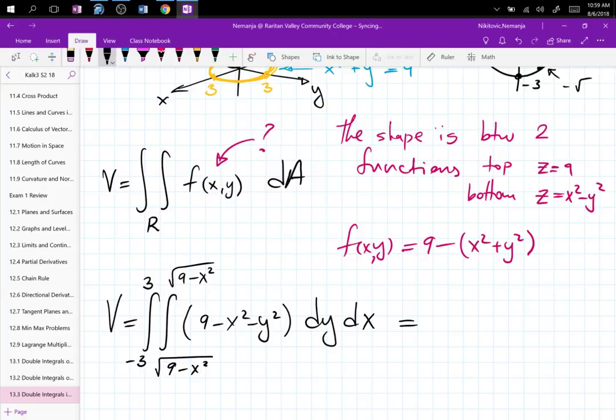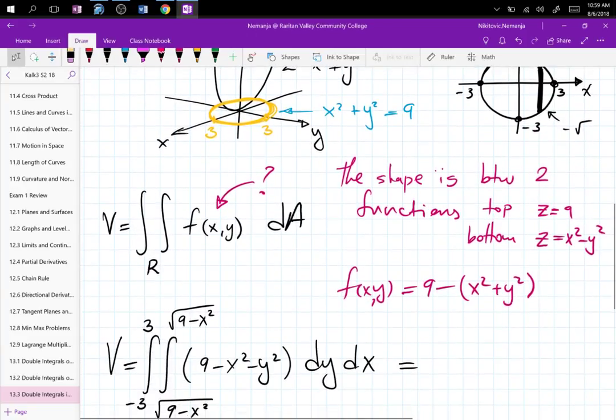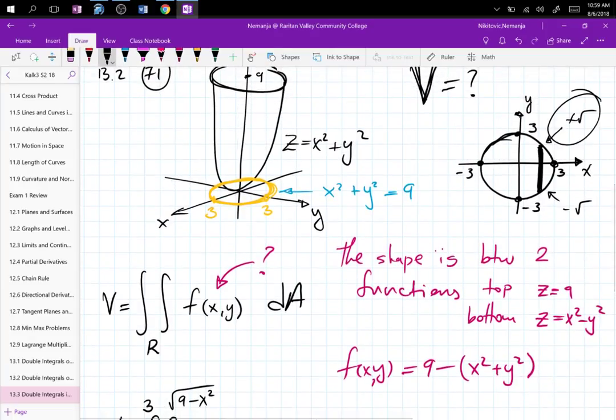Yes? How did you get the square root of 9 minus... Oh, these ones? Yeah. They are these square roots that are from the equation of the circle, which is the bound of the region. You're solving for y squared? Yes. You solve for y, that's 9 minus x squared. You take a square root, it's a plus and minus, so the bottom gets the minus and the top gets the plus.